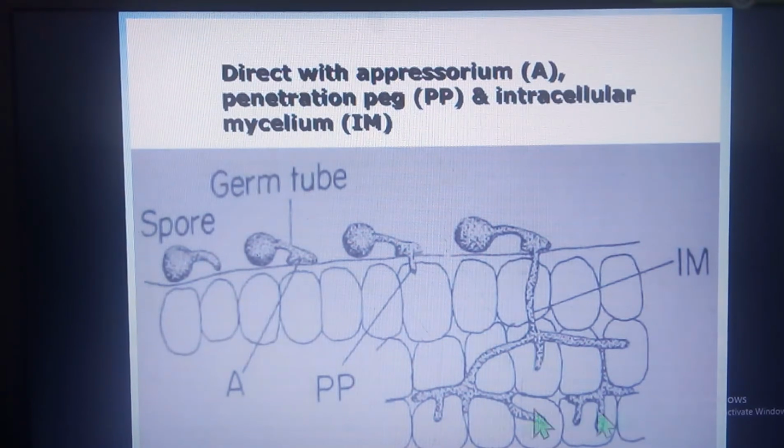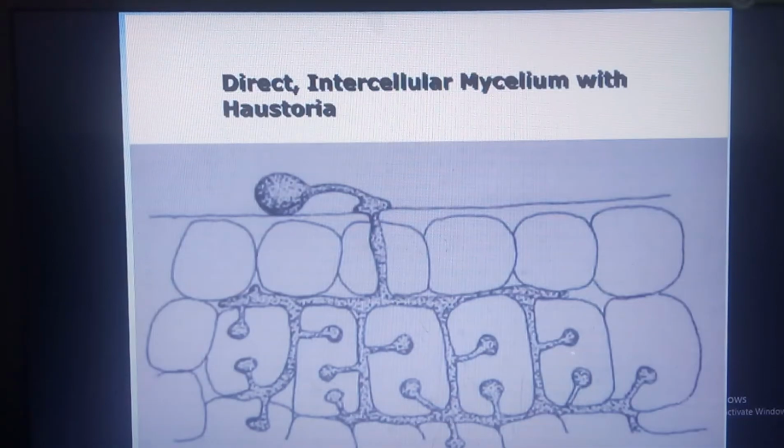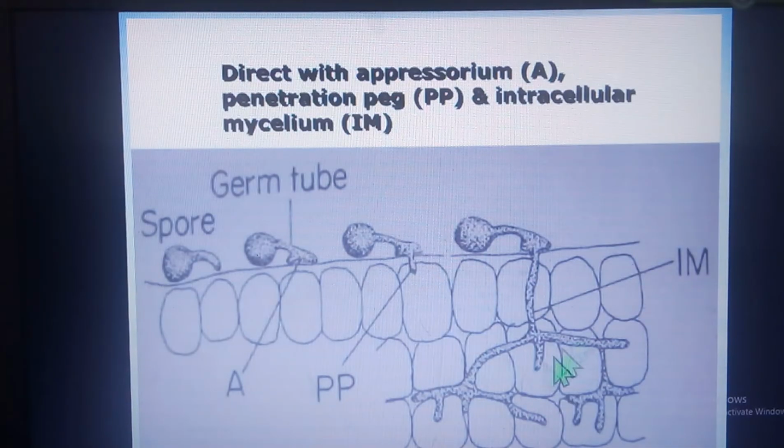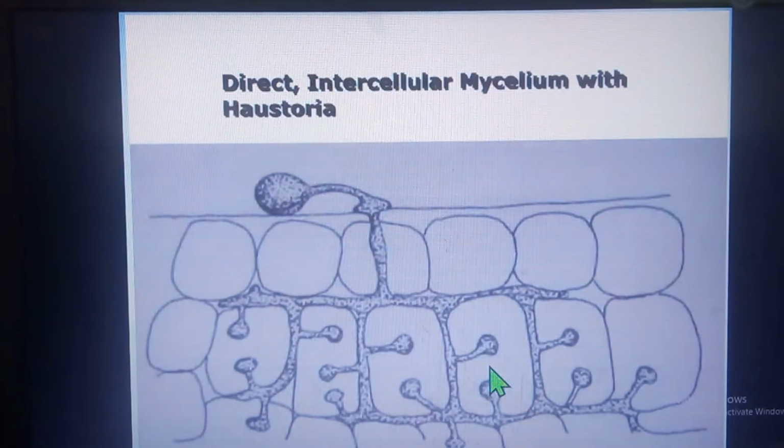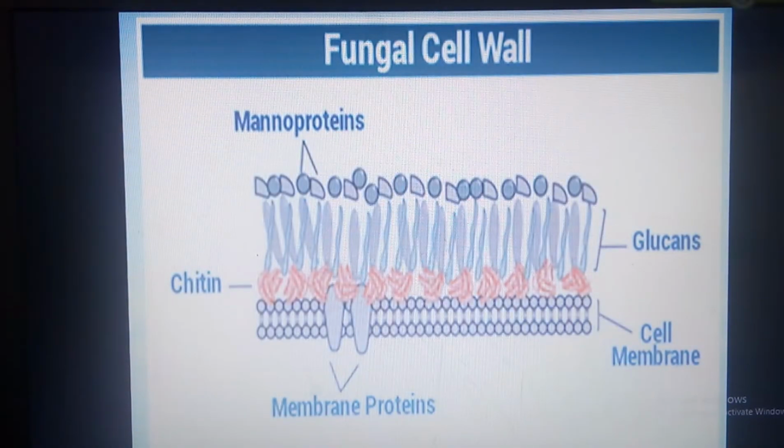I just want to show this figure in order to make you understand the difference between intercellular and intracellular. In intracellular, they are growing within the cell as well. But in intercellular, they are growing in the spaces between the cells, in the intercellular spaces, with the formation of the haustoria, which help in the penetration of the host cell.